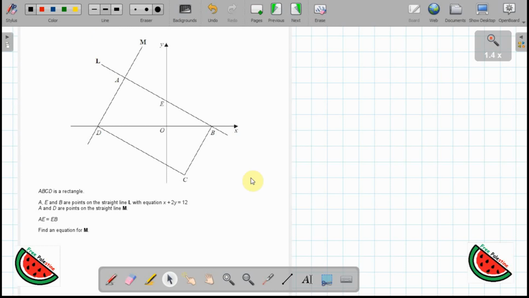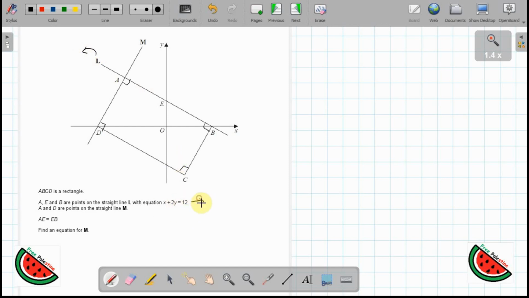Let's get started. So the question states that ABCD is a rectangle, so all of these angles are 90 degrees. A, E and B are points on the straight line L. So that's these three. And it has equation x plus 2y equals 12.